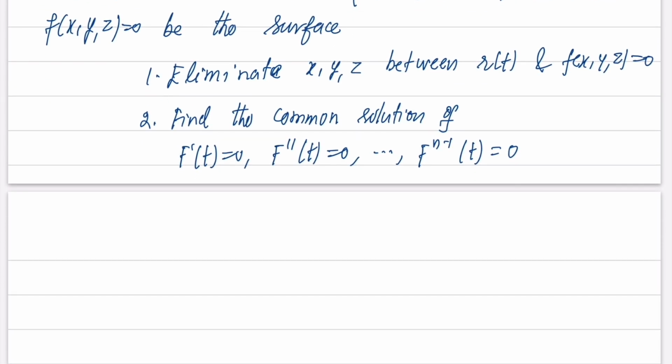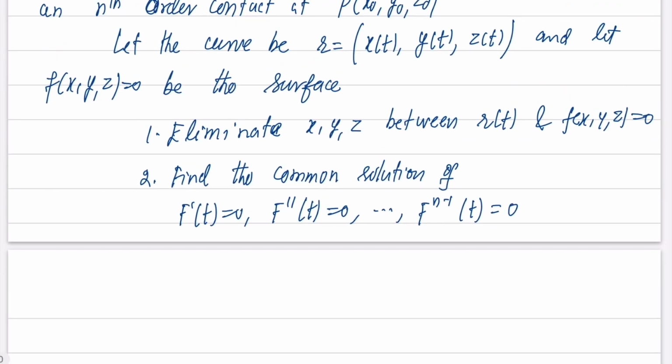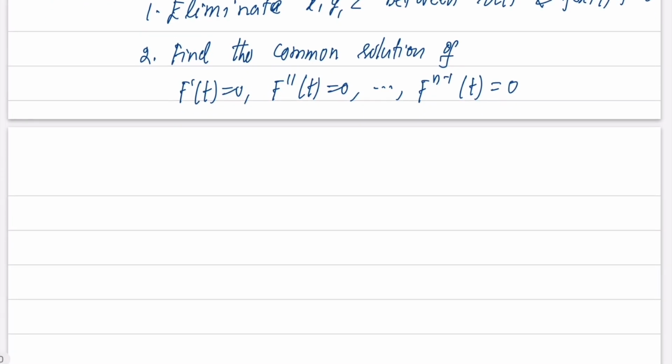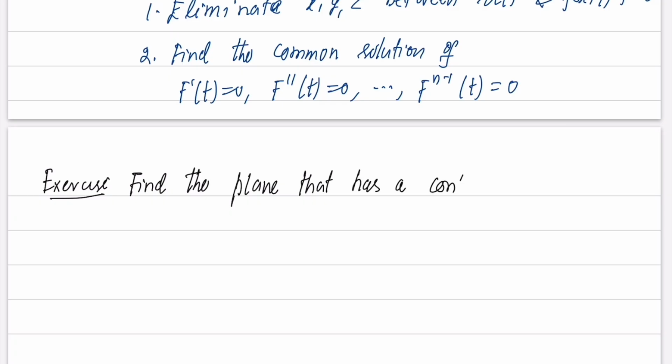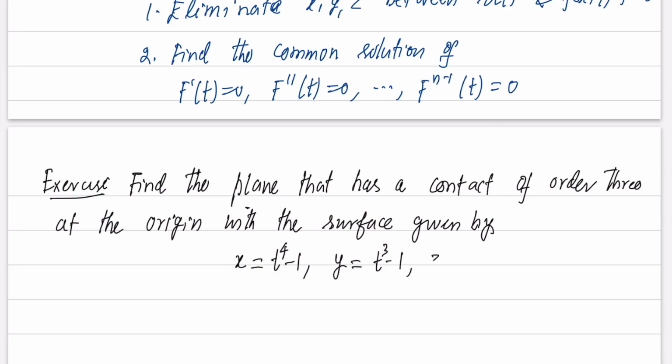of these n minus 1 equations, and their common solution will be the condition that the given curve and the surface have contact of nth order. Now let's take up an exercise in this direction. Find the plane that has a contact of order 3 at the origin with the curve given by x equal to t power 4 minus 1, y equal to t cube minus 1, z equal to t square minus 1.